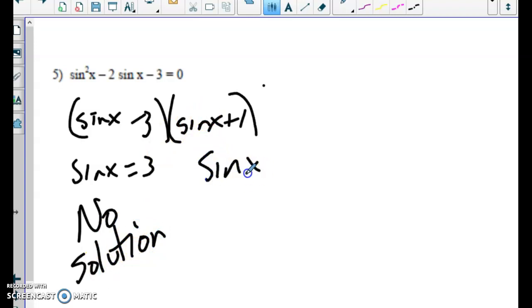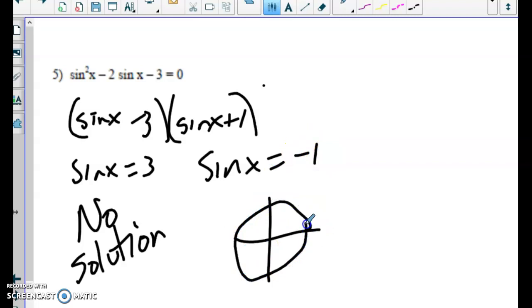And we also know where the sine is equal to -1. Sine is equal to the y value. The y value is -1 at 3 pi over 2. So there was a possibility of having 4 answers. When you have a squared term, there's a possibility of 4 answers, but yet we only got 1 solution.